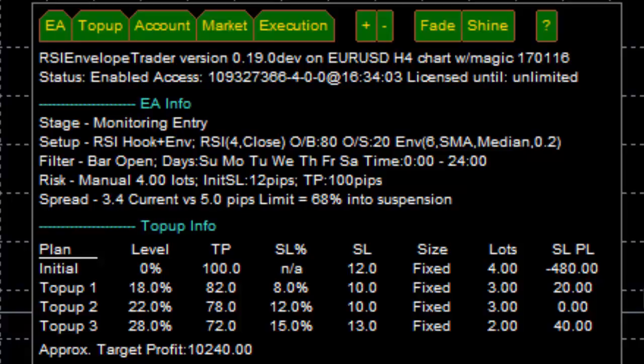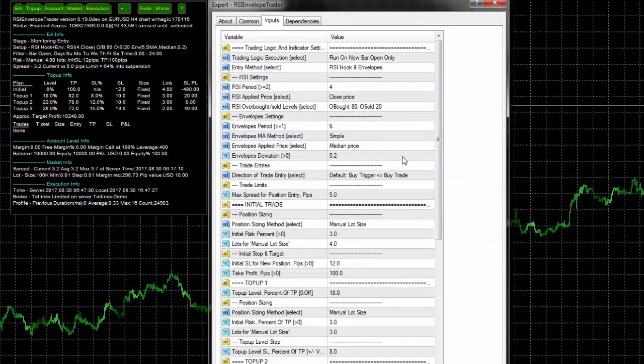So let's design a slightly less aggressive strategy, maybe risking 2% of the account. I'm going to show you how to make those changes. You press F7, it brings up the input screen for your EA, and you make those changes. So I'm going to just put in some figures, and let's see what happens. The initial stop loss, I'm going to increase that to 40, make it a little bit bigger. The first top up is going to happen at 35.